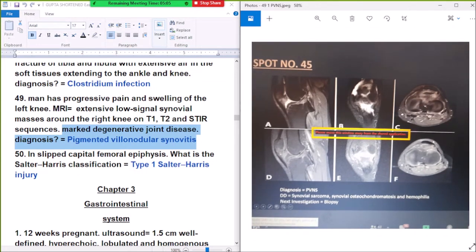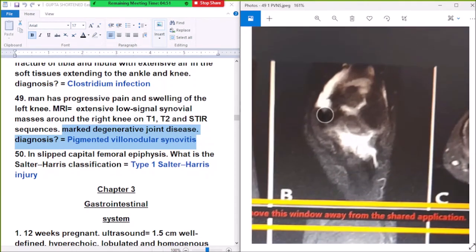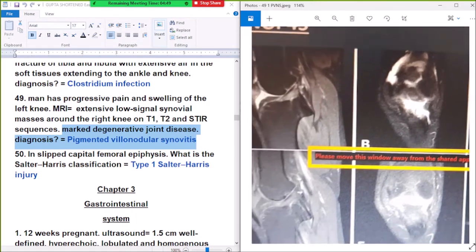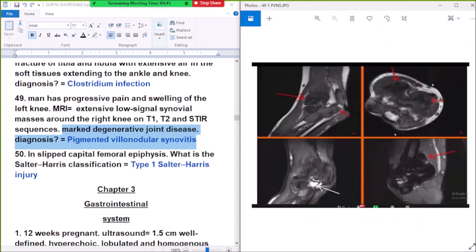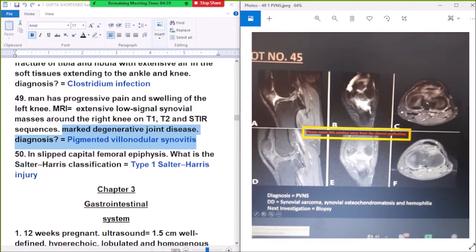Now a man has pain and swelling of the knee joint. MRI shows extensive low signal on T1, T2, and STIR. Look, there are extensive areas of low signal on T1 and T2, and STIR also shows low signal. There will also be degenerative joint disease, areas of degeneration in the joint. Diagnosis: pigmented villonodular synovitis.